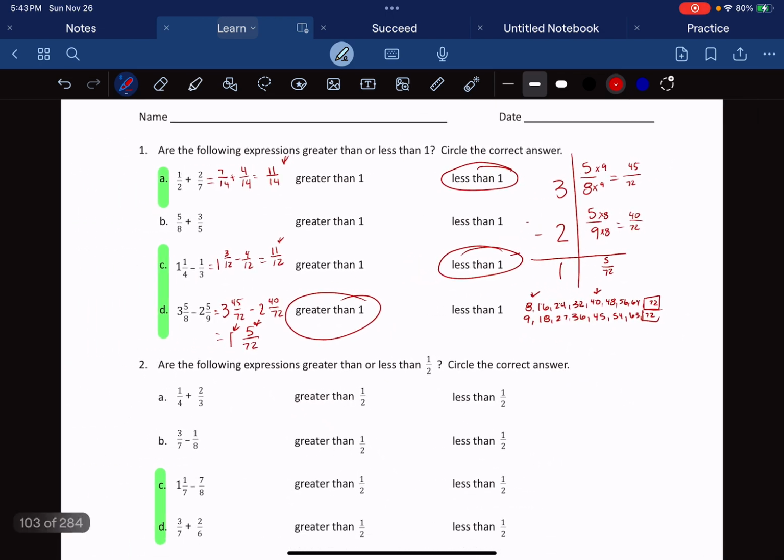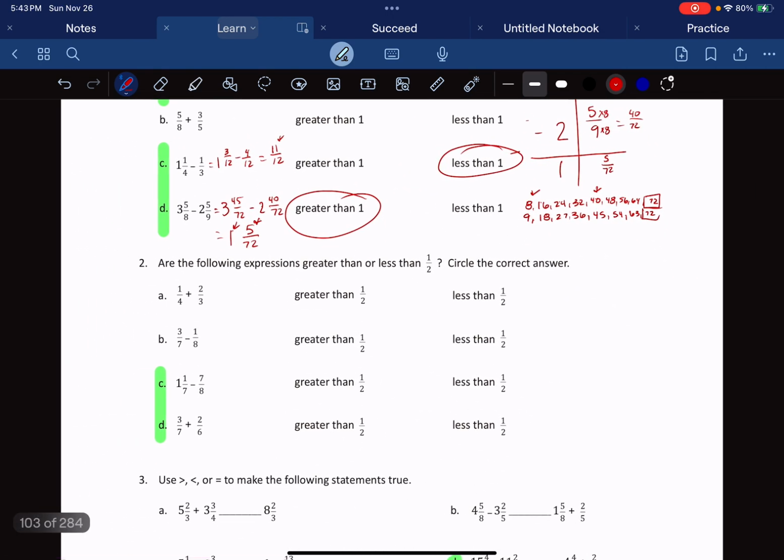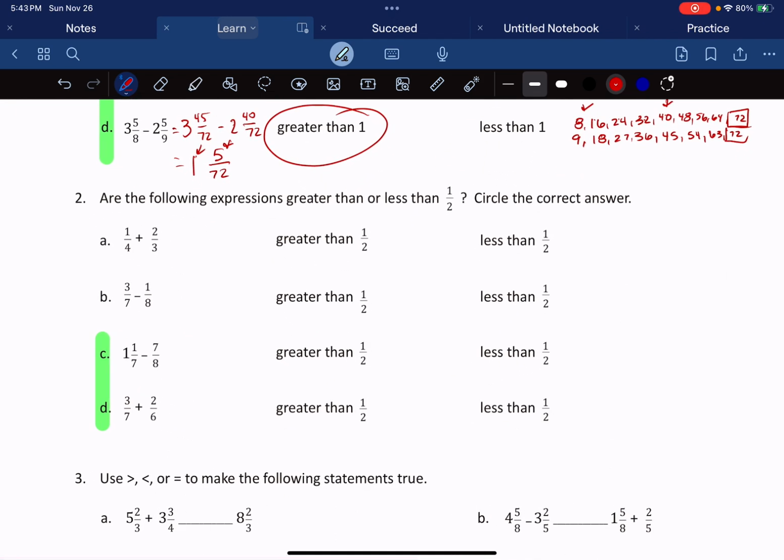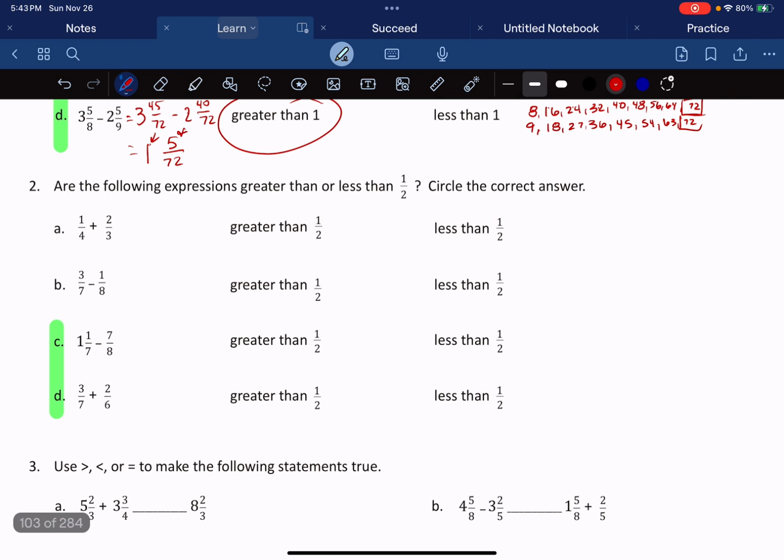All right, next we're going to come down here. And now they're wanting us to see if something is greater than or less than a half. I'm just going to do 2 examples here with mixed numbers. I feel like the mixed numbers are going to be the most complicated out of everything with the fractions. So I'm going to focus on that because then we still have fractions in there and you're also getting all those other steps that are needed.